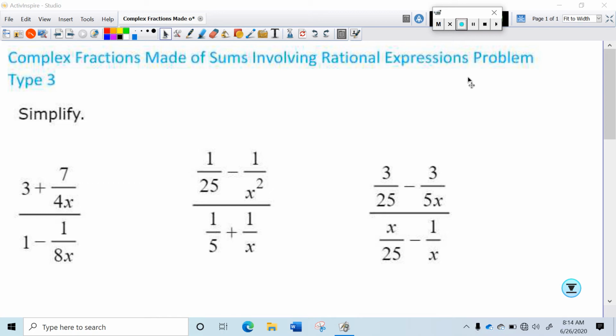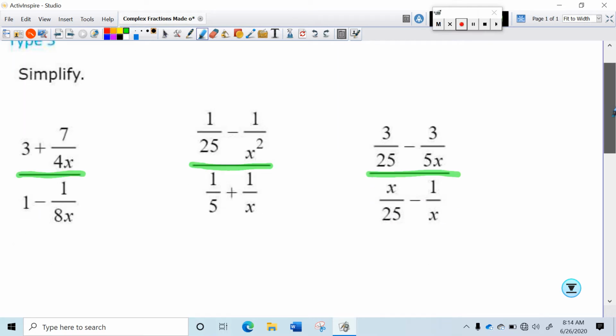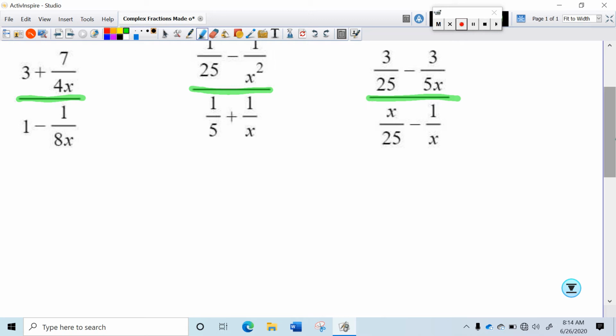Okay, to simplify these complex fractions, I'm going to identify the main fraction bar first. So a complex fraction is a fraction over another fraction, but it's important that you maintain and keep the numerator and the denominator separate from one another until you're ready to put them together. And I'll show you how to do that in a few moments.